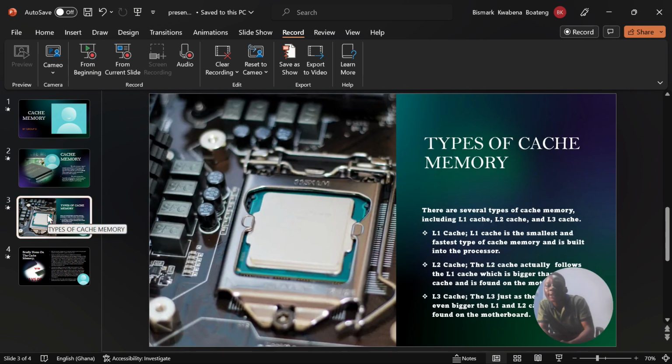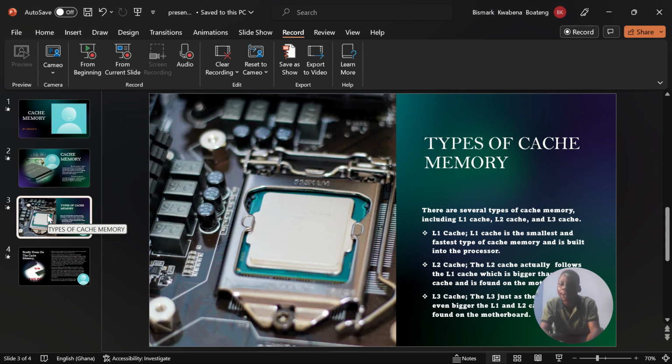Now these are the types of cache memory. We have the L1, L2, and L3 cache memory. The L1 cache memory is the fastest and the smallest type of cache memory. Normally it's built into the processor. So the L1 and the processor are built together, and it's the smallest type of computer cache memory and also the fastest among all. The L2 follows and is bigger than the L1 cache memory. The L2 is also very fast, but not as fast as the L1 cache memory.